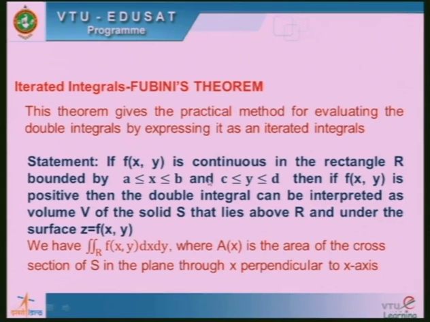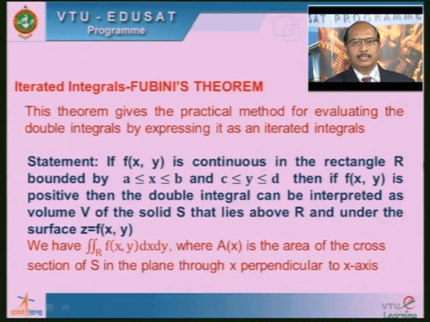If f(x,y) is a continuous function in the rectangular region R bounded by the limits x equal to a to x equal to b and the limits y equal to c to y equal to d, and if f(x,y) is positive, we assume the function f(x,y) is positive, then the double integral can be interpreted as the volume V. Yesterday we discussed that the double integral is interpreted as the volume of the solid S that lies above the rectangular region R and under the surface z equal to f(x,y).